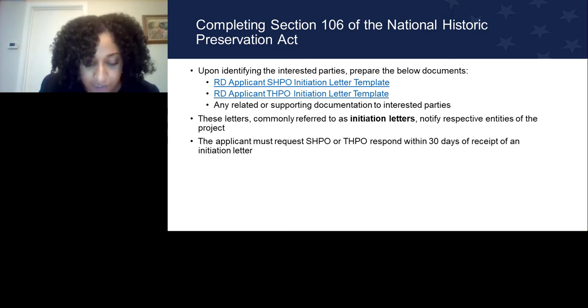You may not receive a response to this first letter, and that is okay. We're hoping that SHPO and tribes provide information about sites or areas of concern within your project area so it can help us with the next step.